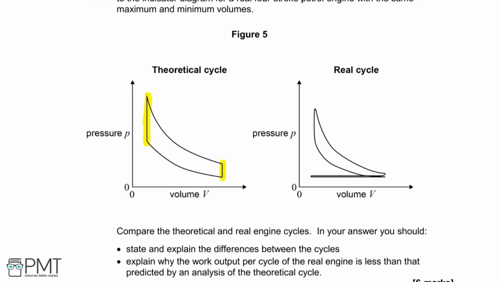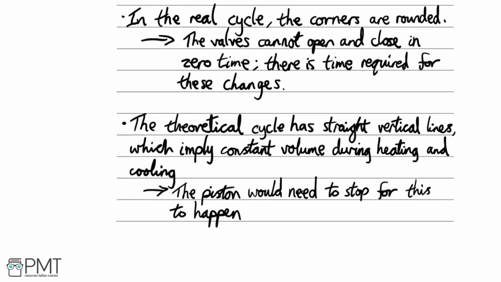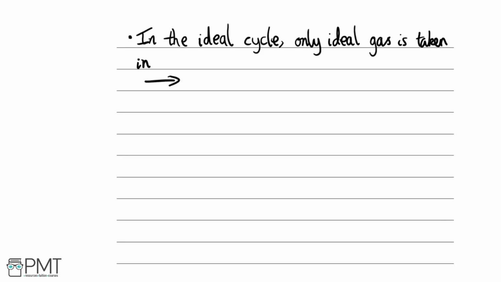Now, picturing what this means exactly, given the axes we have, if there is a vertical straight line on this sort of graph, it means that the change is occurring at a constant volume. So we're saying that the heating and cooling takes place at a constant volume, which in reality doesn't happen. A constant volume would mean that the piston isn't moving. So for this feature on the theoretical cycle, the piston would have to stop moving. So that's another valid point. Another point to make is about the gas that's taken in the ideal cycle, which we're assuming is an ideal gas, and usually just air. But in the real cycle, there wouldn't be an ideal gas necessarily, and there might also be some exhaust gas or fuel vapor.